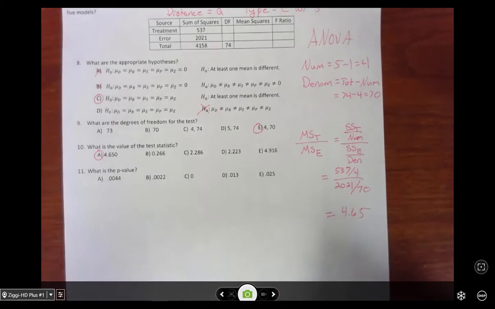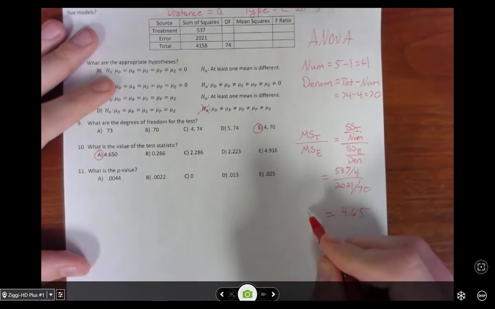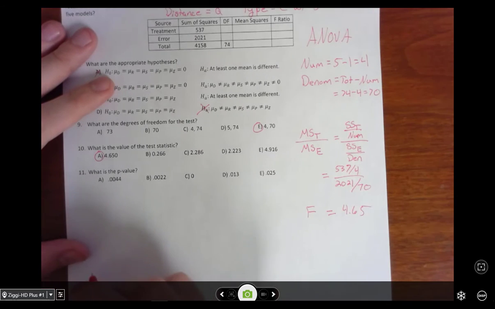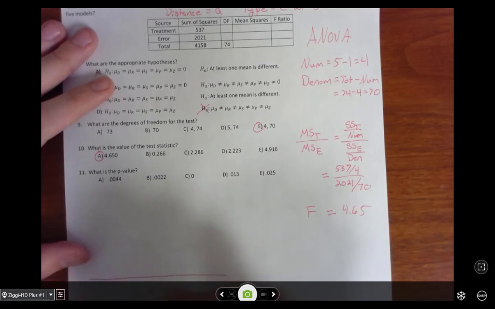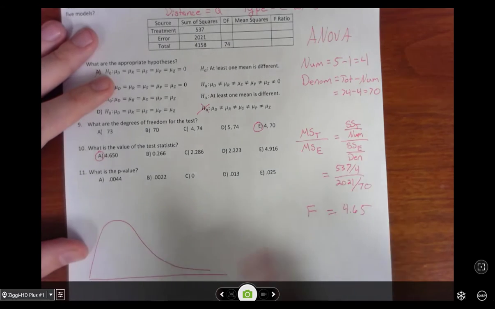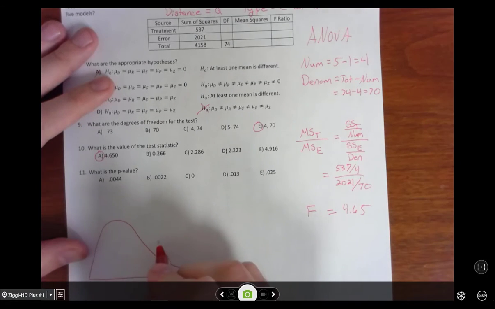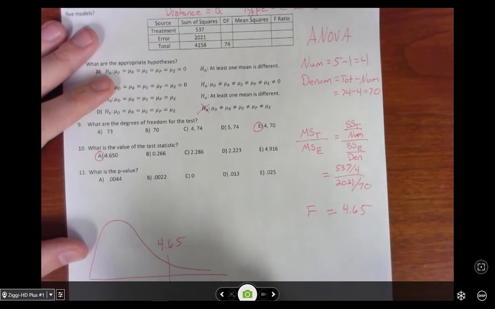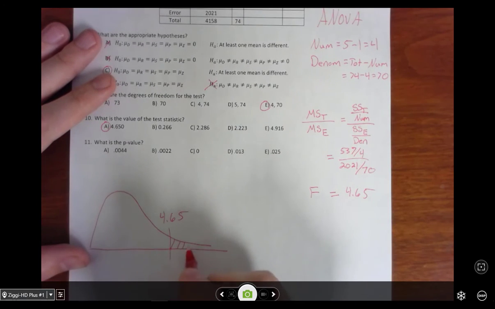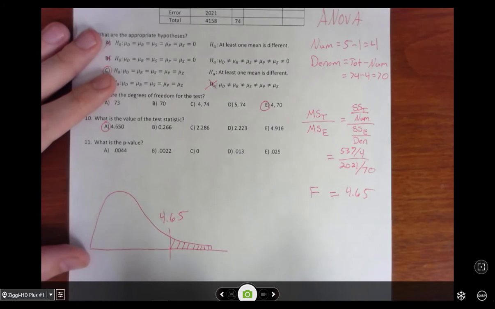And then from there, we want to find the p-value. This is what we call our F test statistic, because it follows an F distribution. An F distribution is a right-skewed distribution, so we draw a right-skewed distribution and mark where our test statistic falls at 4.65. An F test is always a right tail test. If the distribution is skewed, we only have a right tail test. We can't do two tail or a left tail. We always want the upper area.